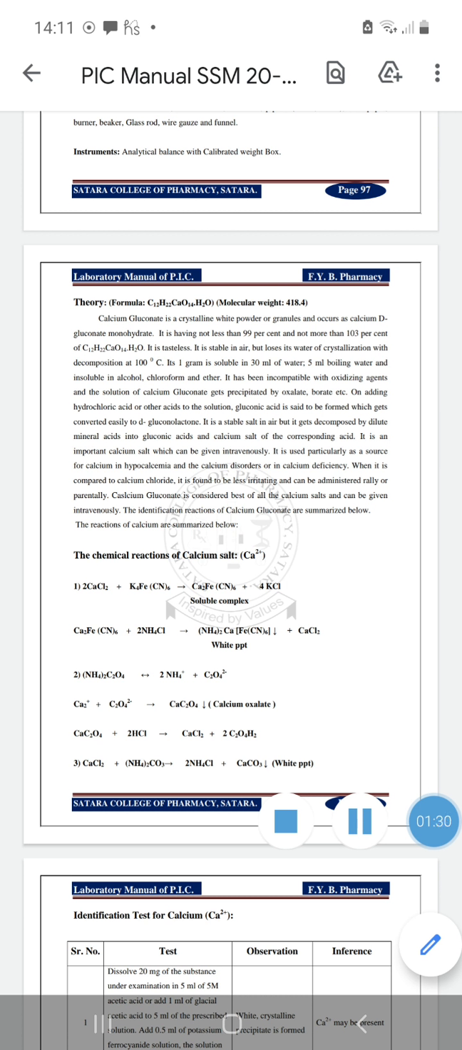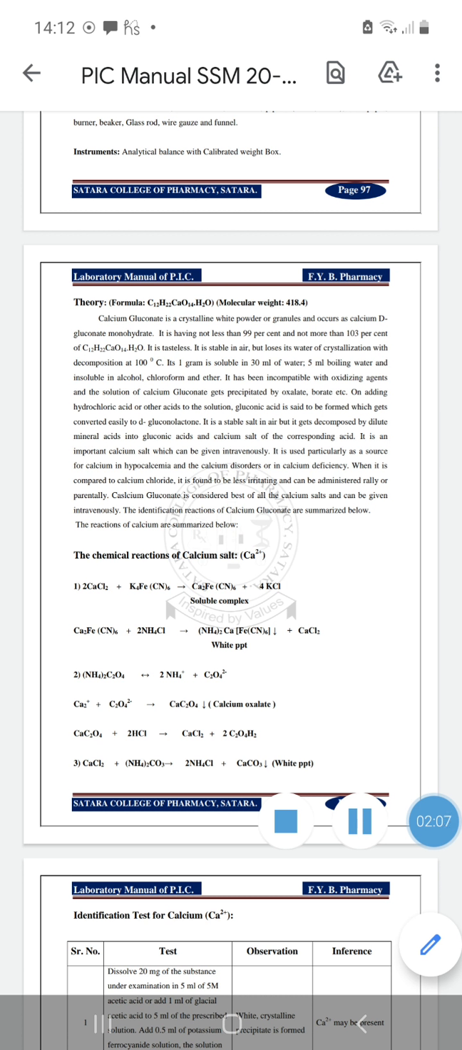It is incompatible with oxidizing agents, and the solution of calcium gluconate gets precipitated by oxalate and borate. On adding hydrochloric acid or other acids to the solution, gluconic acid is formed, which is easily converted to gluconolactone. It is a stable salt in air, but it gets decomposed by dilute mineral acid into gluconic acid and the calcium salt of the corresponding acid.